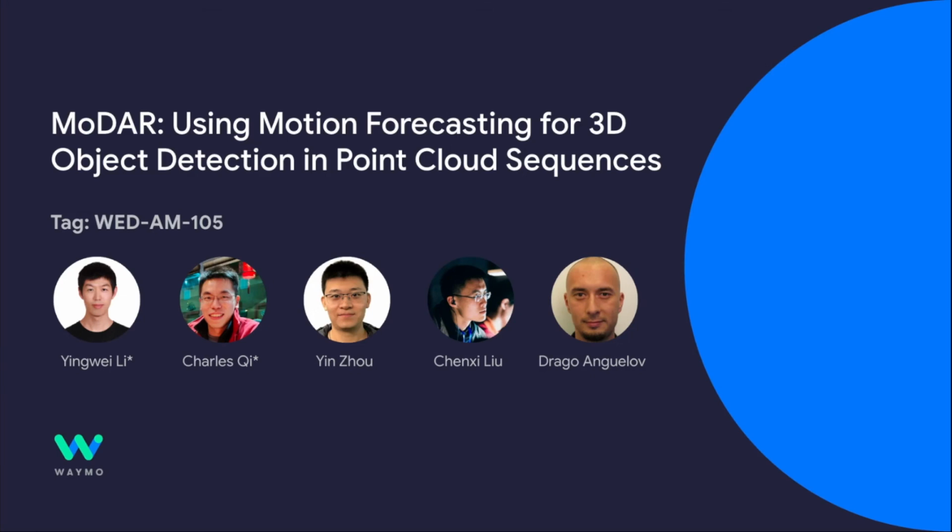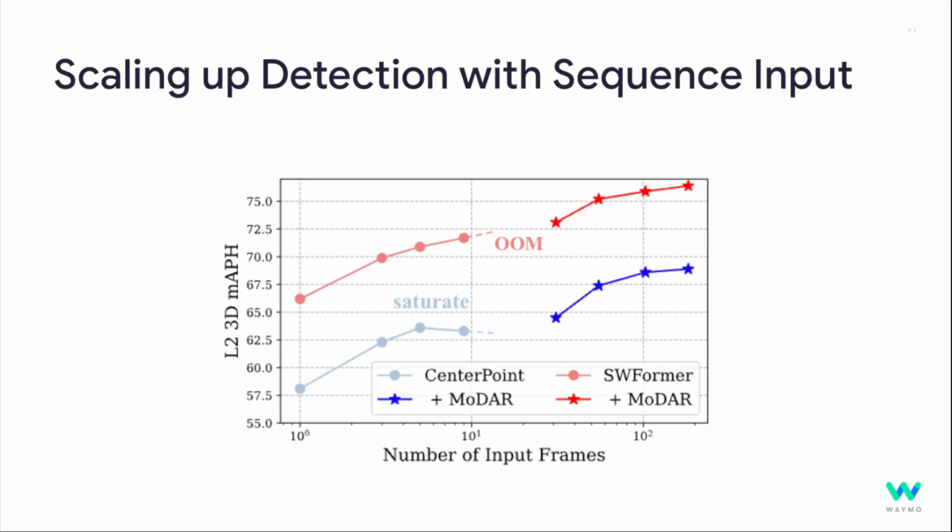Hello everyone. In this video, we are happy to introduce our work, MoDAR: using motion forecasting for 3D object detection in point cloud sequences. Effectively leveraging sequence data in 3D detection can potentially help difficult cases such as occluded or long-range detection. However, naively adding more frames to existing methods such as CenterPoint and SWFormer quickly plateaus improvements, while our method, MoDAR, scales up to many more frames and gets much larger gains.